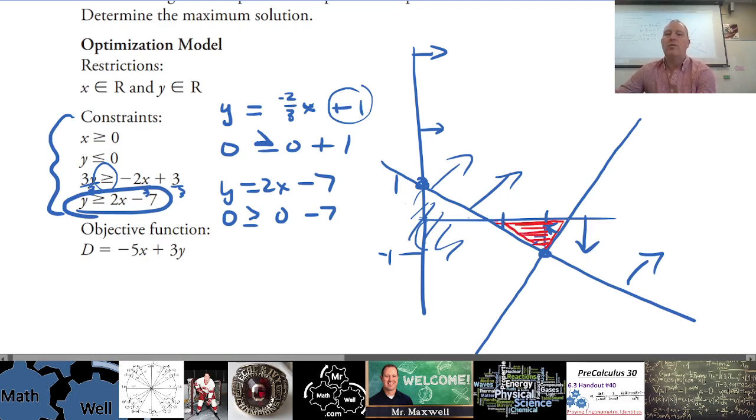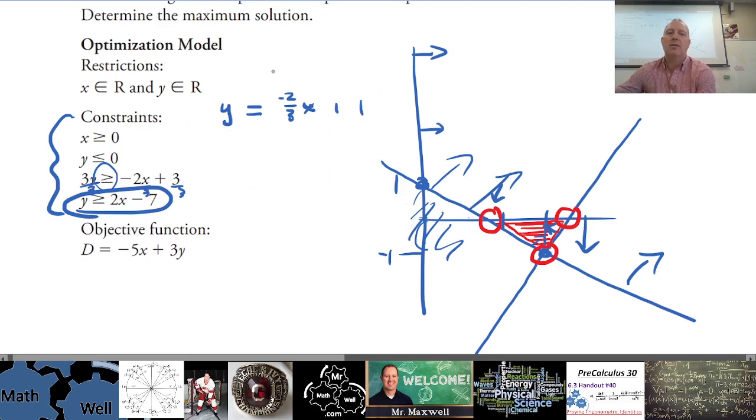Okay? Now what we have to do is figure out this corner, and this corner of that feasible region. So if you notice, this first corner right here is the x-intercept for this first line that we drew. The x-intercept of this one. So what I have to do is I have to let y equal 0 to find the x-intercept. So if y is 0, I have this.